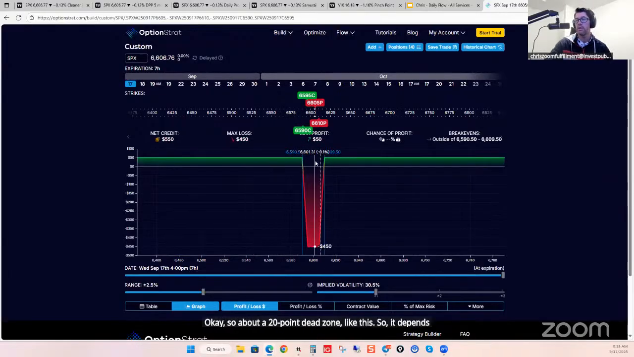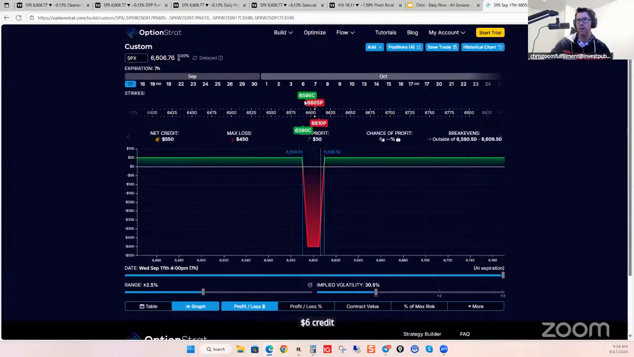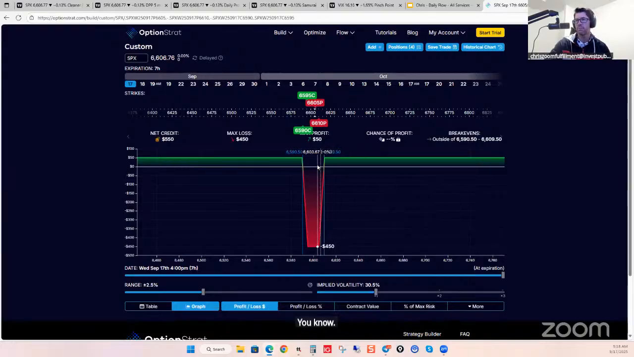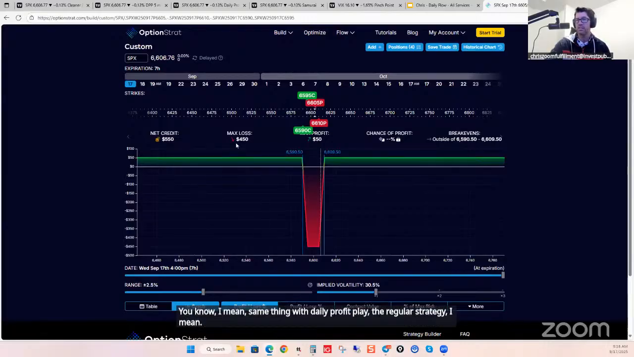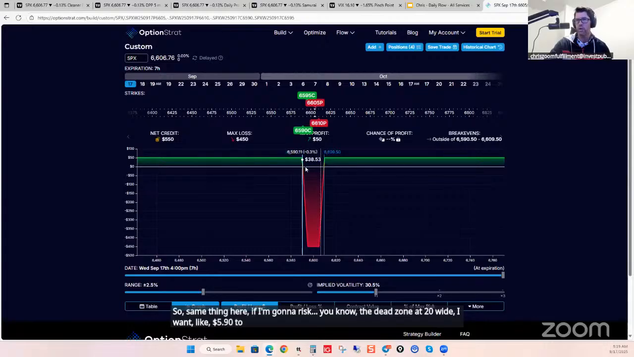So it depends on what we're going to be given today. I don't want to take this trade. If I'm going 20 wide for my dead zone, I don't want to take this trade for less than probably $5.90 to $6 credit. $6 credit, I'm good with that. If this is only offering like 550 or 560, I'm probably going to pass on the trade. Same thing with daily profit play, the regular strategy. I'd like to at least get $1 if I'm going 5 wide. So same thing here. If I'm going to risk the dead zone at 20 wide, I want like $5.90 to $6, 6.10, 6.20, something like that.